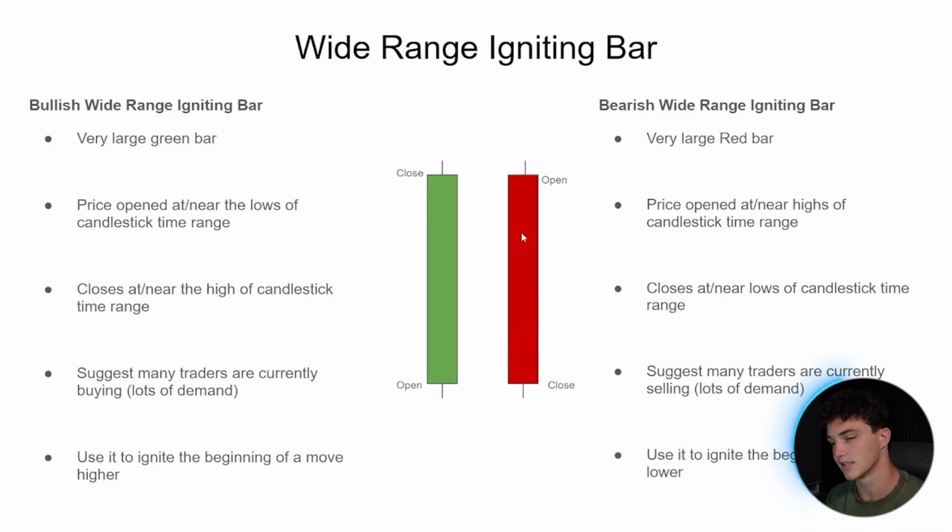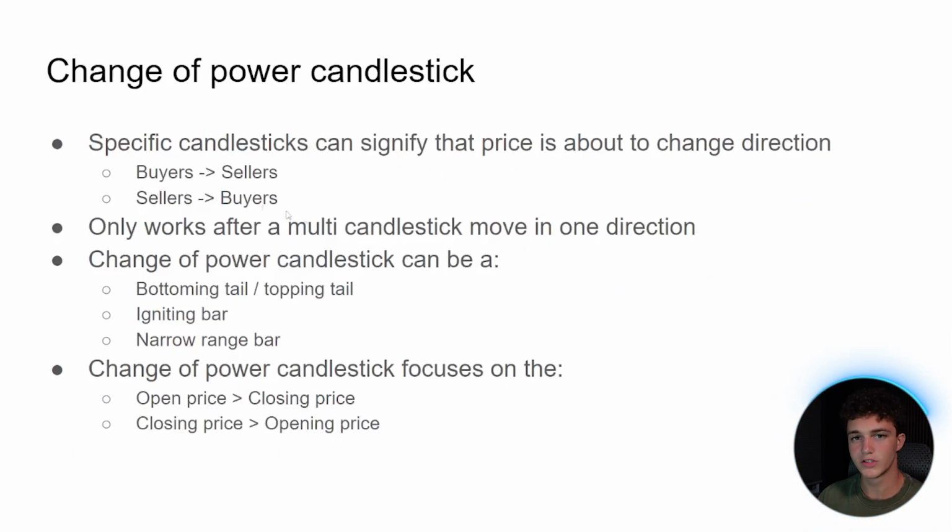Remember why this candlestick is important. Remember what it looks like, because when we go on to the strategies later on, these candlesticks and the narrow range bars are going to appear a lot. So I just want you guys to remember what they look like and what they are. That's the igniting bar. Now we're going to go over the change of power candlestick, and there's an example on the next slide.